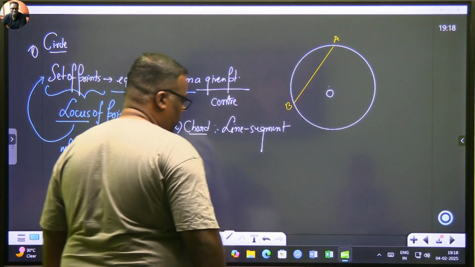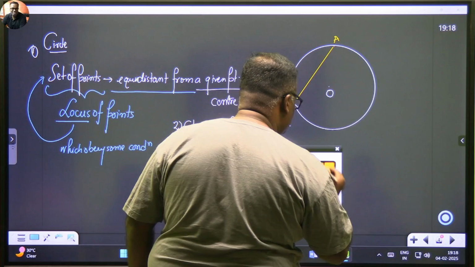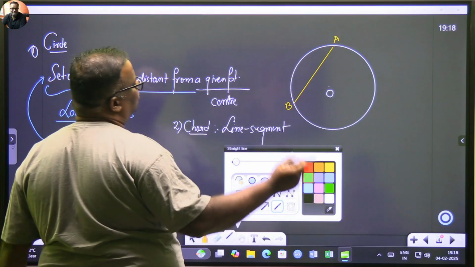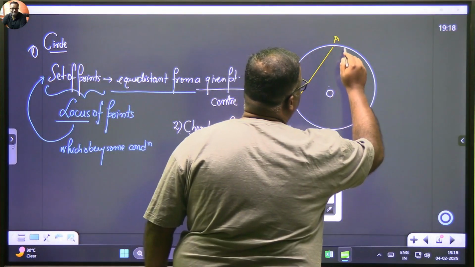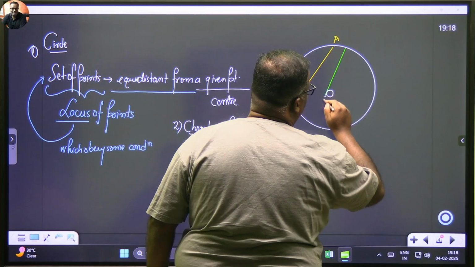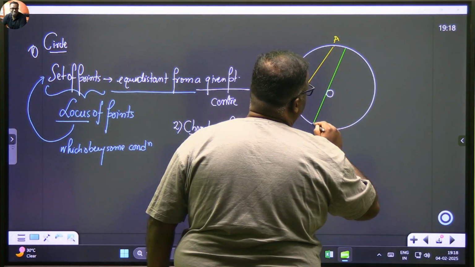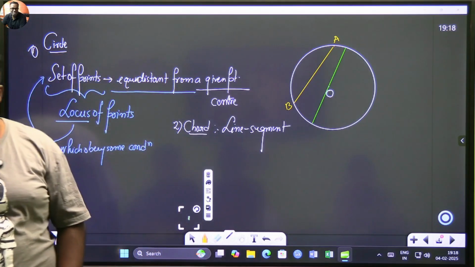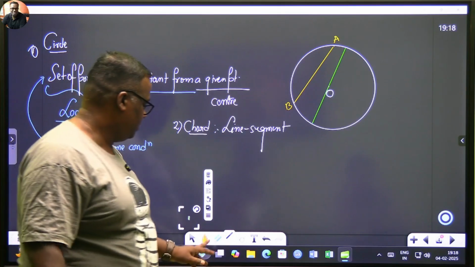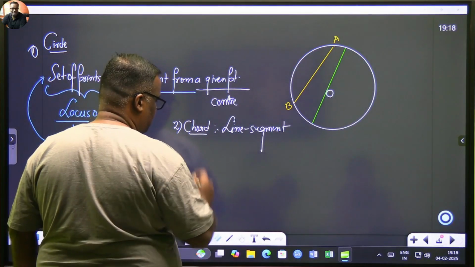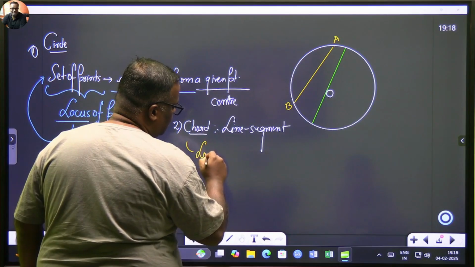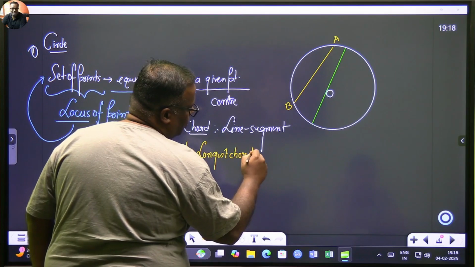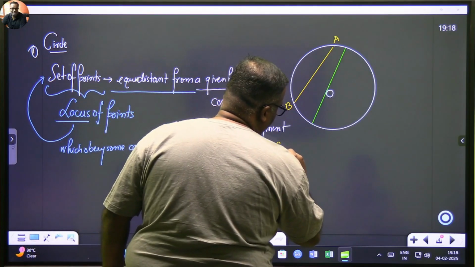A circle will have chords which range from small sizes to a maximum size and again come back to the smallest size, and the maximum size of the chord is always known as the diameter of the circle. Diameter is the longest chord. Maximum size. Okay. So if somebody asks you which is the longest chord, my longest chord will always be the diameter.